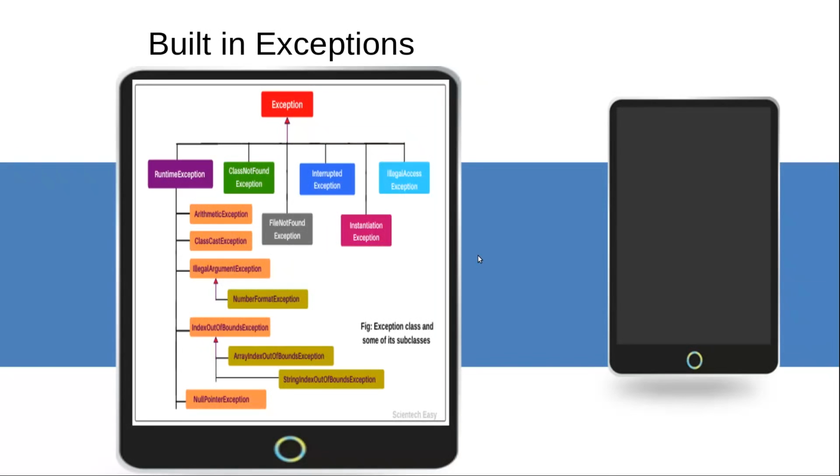And inside the IndexOutOfBoundsException, we have the ArrayIndexOutOfBoundsException and the StringIndexOutOfBoundsException. So inside the runtime exceptions, we have so many exceptions. Runtime exceptions are something which occur at execution time and which cannot be predicted earlier. And these exceptions are all in the APIs that are provided by Java.